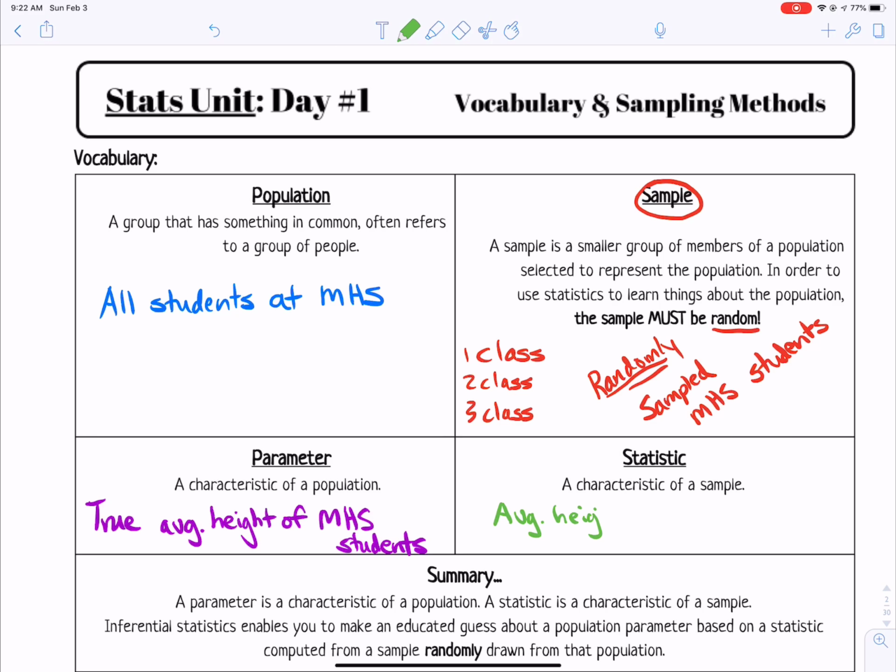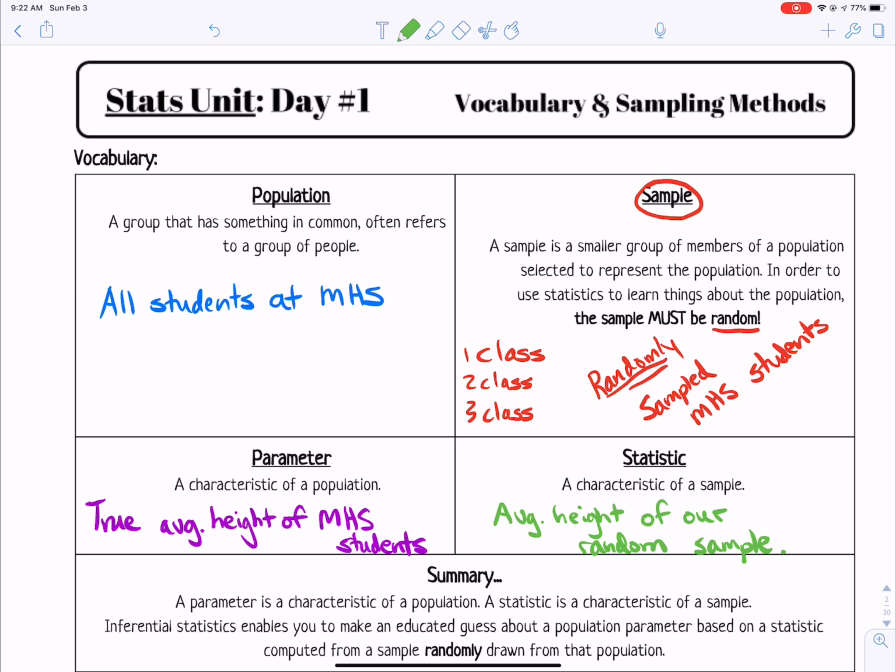So notice those sound the same. Average height, but this is the average height we can actually work with. So the average height of our, and I'm going to put random again because it's so important, of our random sample of students. So let's summarize.